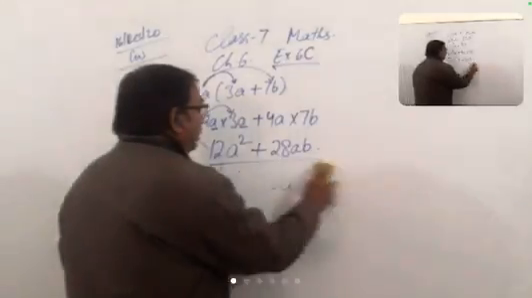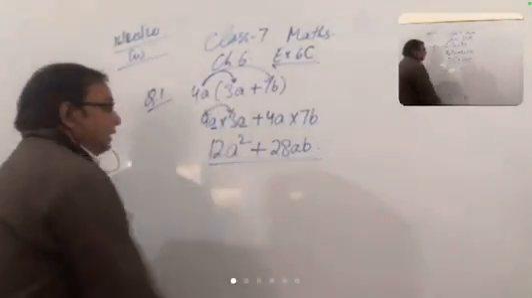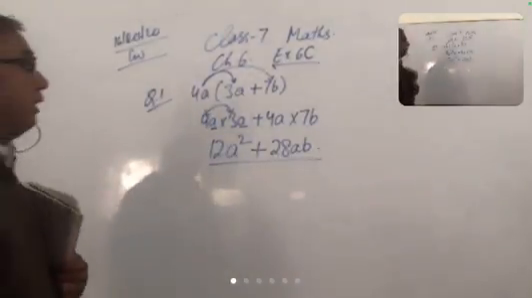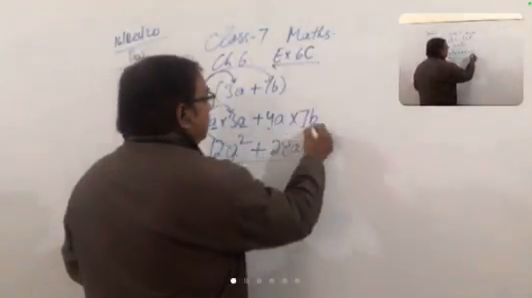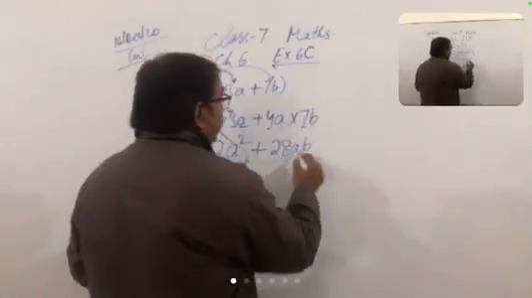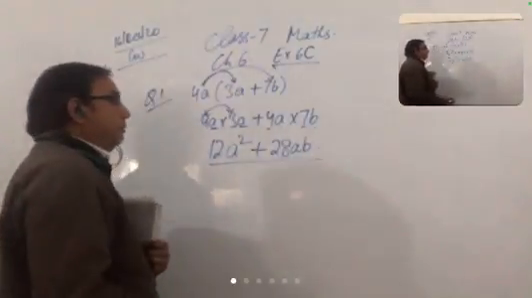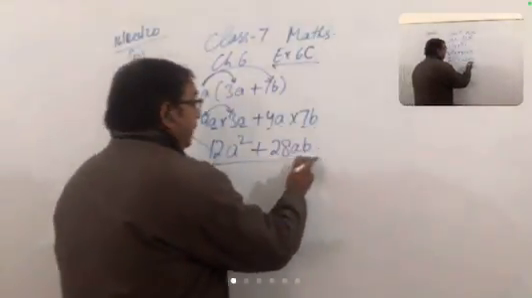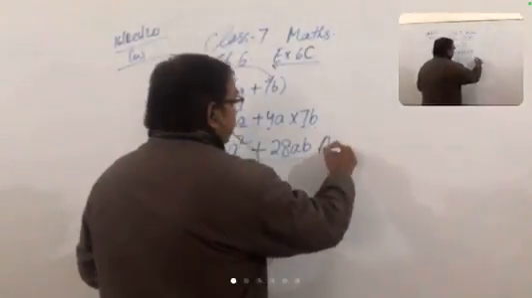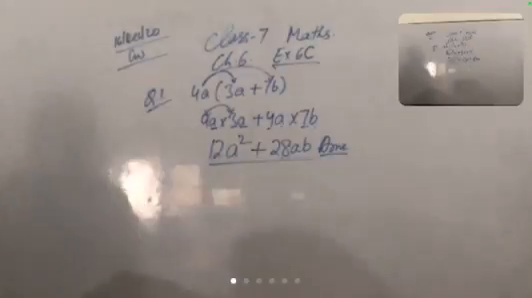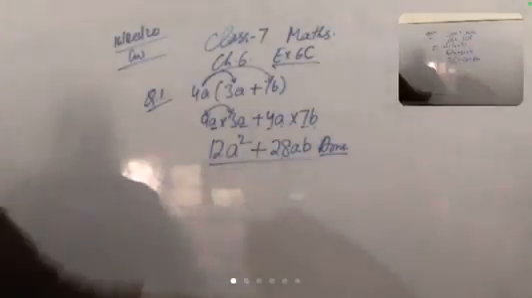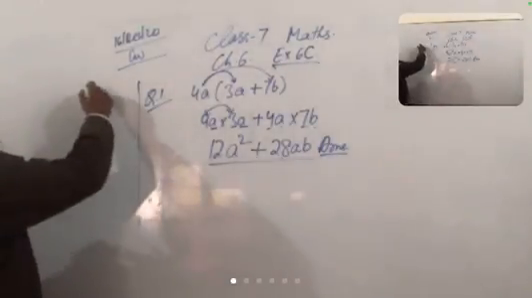And now this is a multiplication, so it does not require any like terms. So 4 times 7 is 28 and a into b is ab. Simple. So you can write 28ab as the answer. Clear or not? Yes, sir.